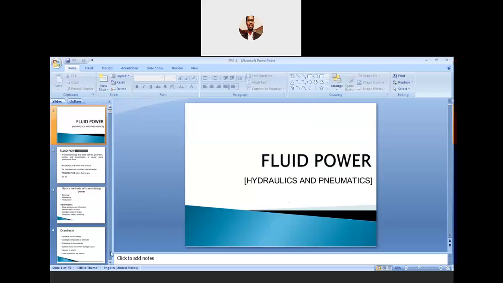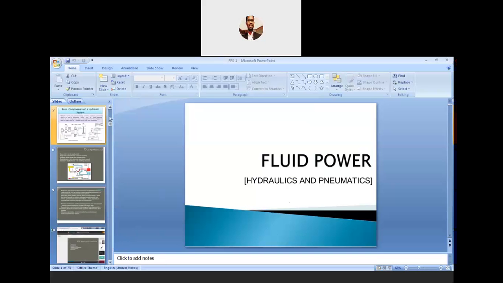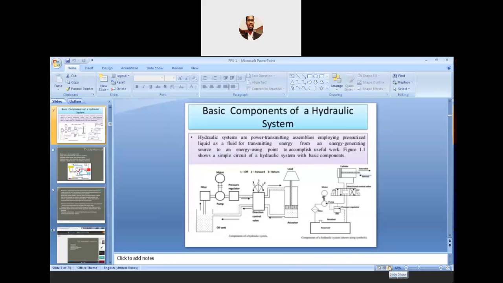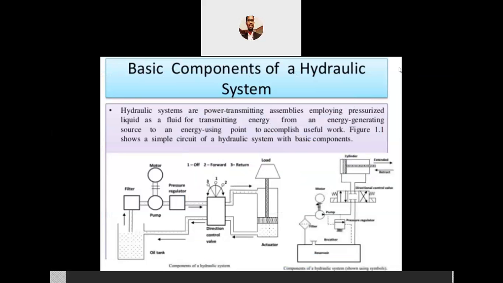I shall quickly recap the basic components. This was the major highlight of yesterday's presentation. The basic components are a tank or a reservoir, which we also call a source. Then the filter, motor, pump, pressure regulator, the direction control valve, then the actuator and cylinder. This is the graphical representation of the hydraulic system.